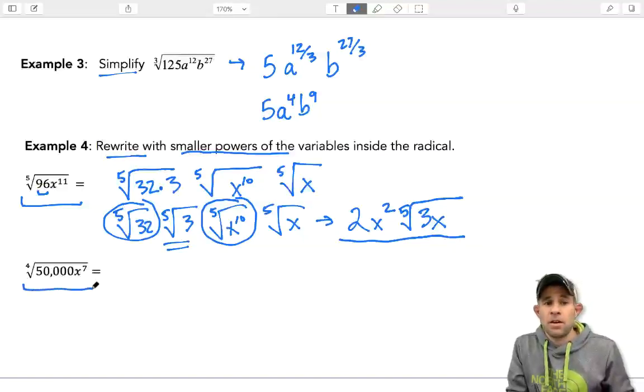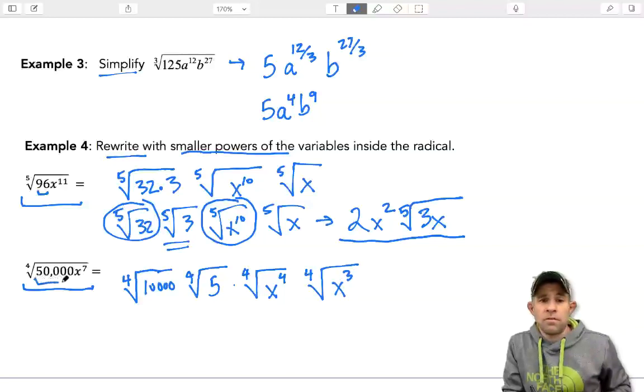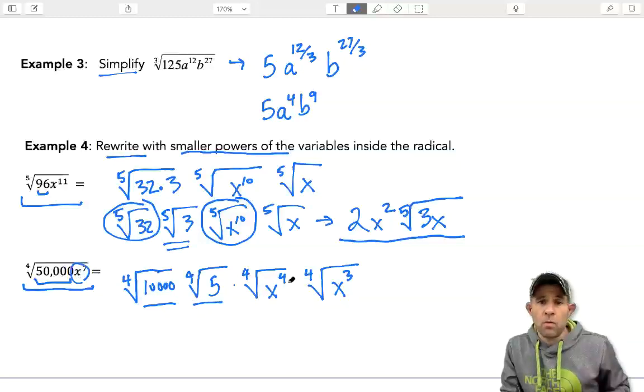All right, let's try another example here. Now we're dealing with the fourth root, so we're going to take the fourth root of 10,000 times the fourth root of 5, and we're going to multiply that by the fourth root of x to the fourth power, and then multiply that by the fourth root of x to the third power. So again, what you can see here is we took 50,000, we broke it up into its two factors, one that is a perfect fourth root and one that is not. And then we took x to the 7th and broke it up into two factors as well, one that is a perfect fourth root and the other one that is not.